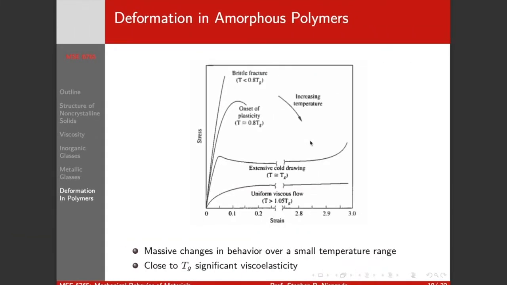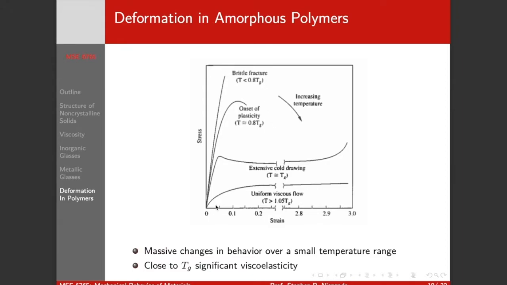Last part. Let's wrap this up. Okay, so what about amorphous polymers? We talked about inorganic glasses and metallic glasses. And so what about amorphous polymers? We'll get to semicrystalline polymers in a little bit.